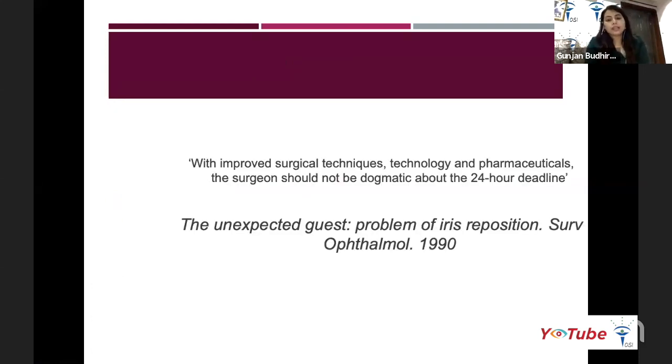There's a term that says that with improved surgical techniques, technology, and pharmaceuticals, the surgeon should not be dogmatic about the 24-hour deadlines.